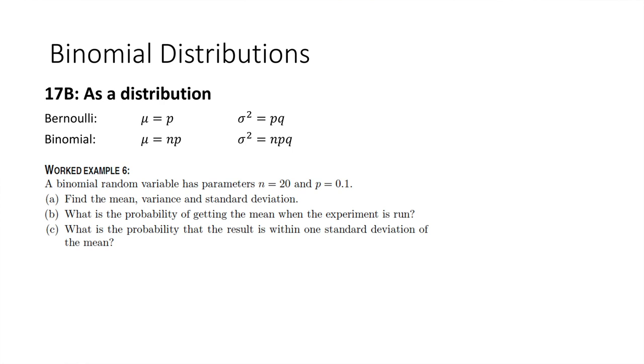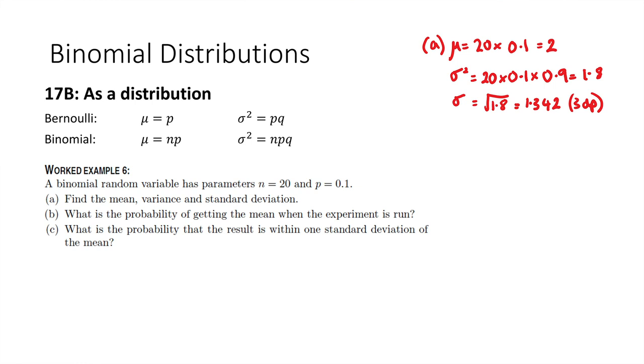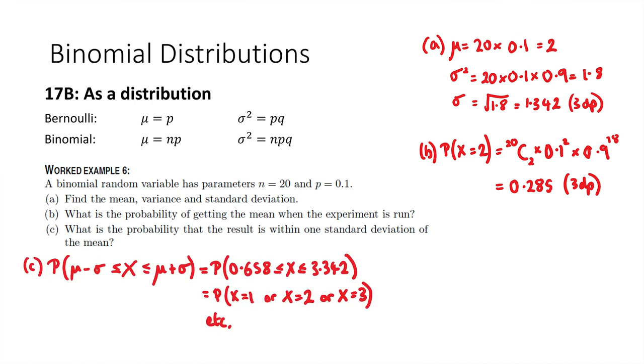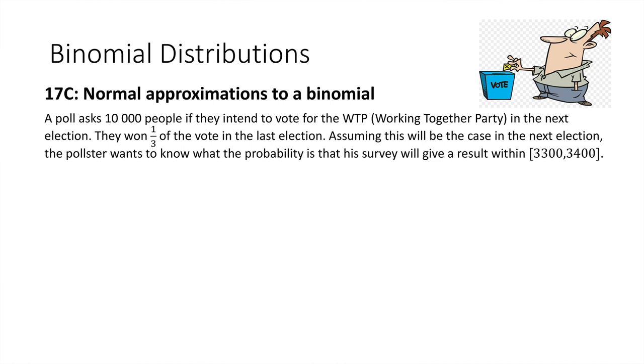And so we might have something like this. We've got the parameters n and p. What's the mean, variance and standard deviation? We're just applying these formulae here. And what's the probability of getting the mean? So mean, variance, standard deviation: plug in the numbers, use the formulae. What's the probability of getting the mean? Well, the mean was 2, so what's the probability X is 2? Well, that's applying that other formula that I had down here a minute ago. And what's the probability the result is within one standard deviation? So we work out what that is, because we know what the mean is and we know what the standard deviation is, and then I just need to turn it into whole numbers. And then I work that out.